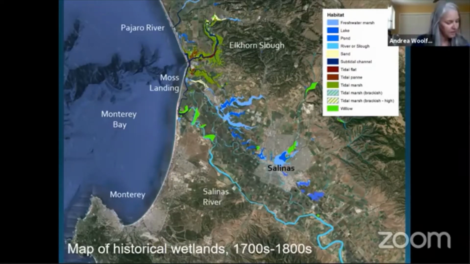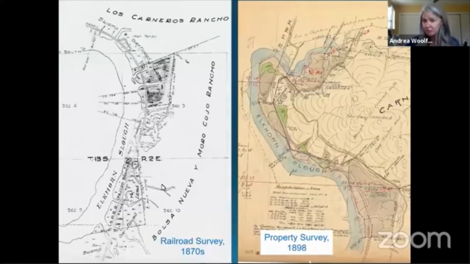So in order to create this map, as I mentioned before, I relied on a lot of old maps and historical documents to put together these puzzle pieces. And some of the maps that I used were very detailed and precise, like these two. What you're looking at here on the left was a survey that was done for the newly installed railroad that went right through the middle of Elkhorn Slough. This survey was done in the 1870s. Something like this really helps me put together those puzzle pieces of the map that I just showed you.